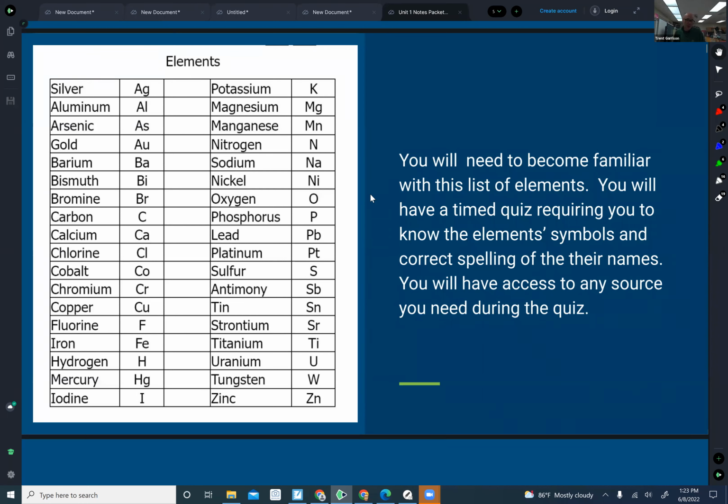I will tell you on the calendar where that is going to take place. But what you will be given is half of this column, or a select few of these elements, are going to be listed as their names. You will have to provide their symbols. The other half of it would be I provide the symbols and you provide the names.